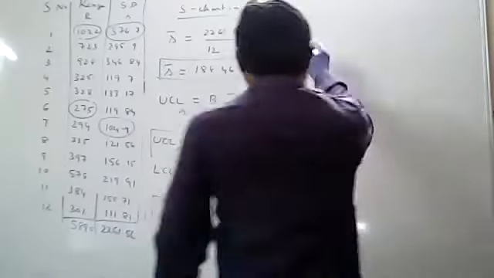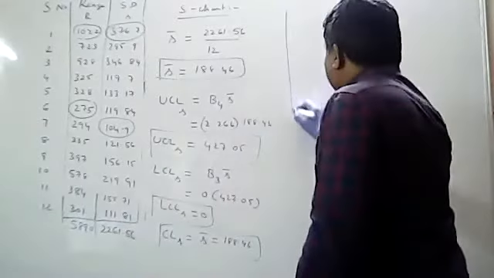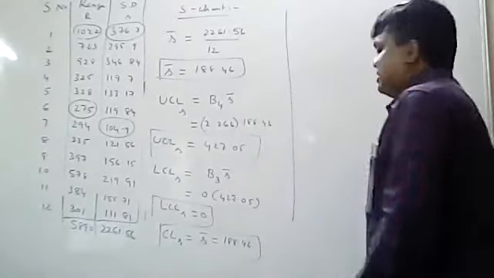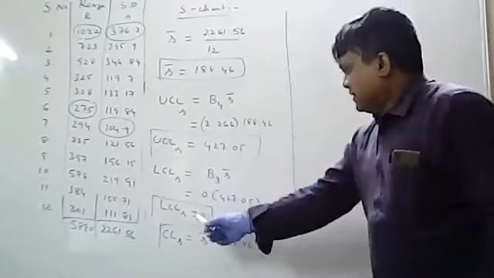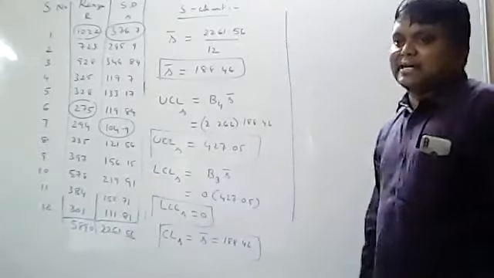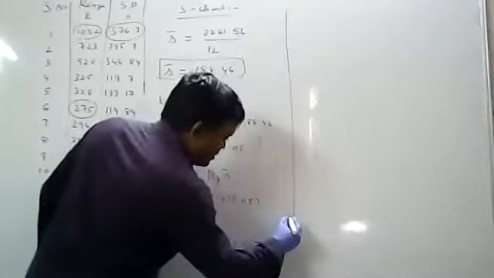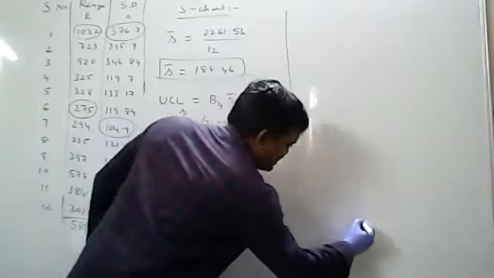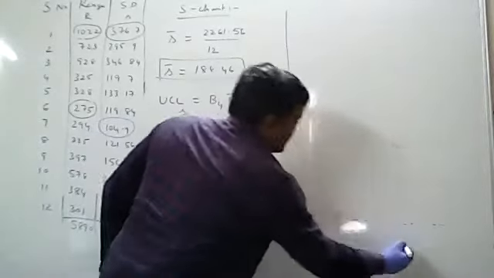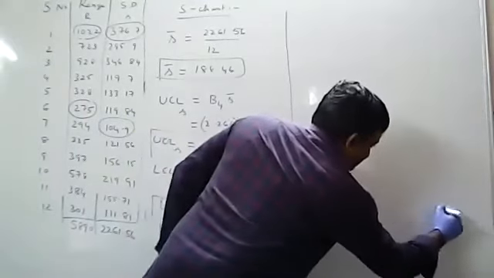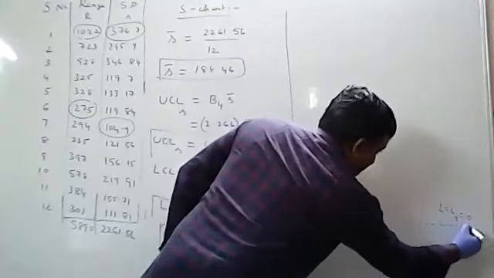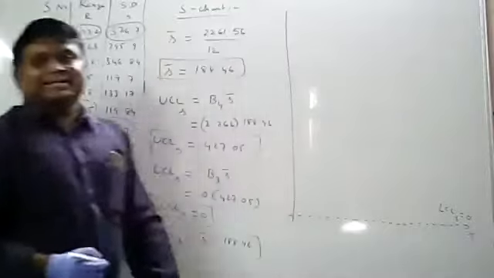So I will construct the S chart now. A chart means the x-axis will be there, and the y-axis will be there. Same concept: LCL is 0, which means you have to draw the x-axis as a dotted line. This is LCL S equal to 0.